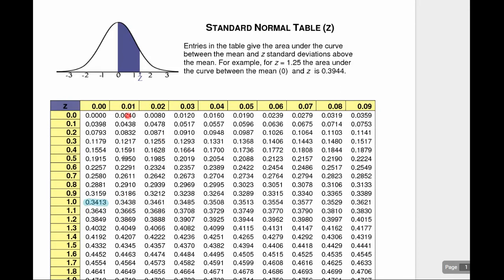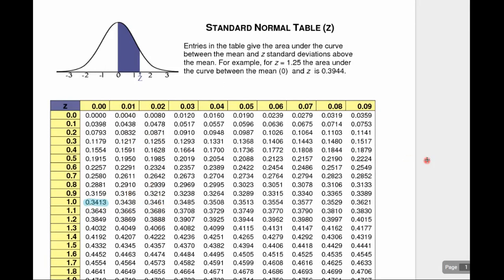Now, these other ones would be, if it's not exactly 1, maybe it's 1.01, then it would be 34.38, or 1.02 would be 34.61% of the data, okay?